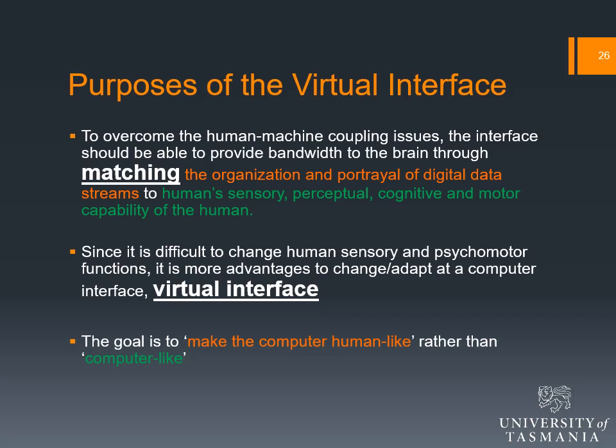So the goal of the virtual interface is to make the computer human-like rather than computer-like. Human-like doesn't mean that it always has a human face. It's just human behavior-like, to be specific: how people react, what people's perception of it looks like. You should try to make it so that humans feel like this is part of them, or something they can easily interact with. So hopefully this virtual interface provides you an umbrella term for what we are about to embark on in this unit.